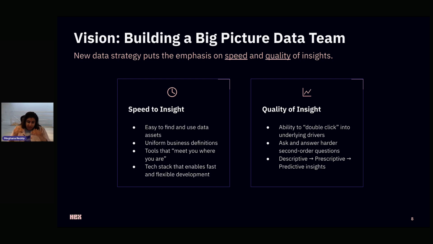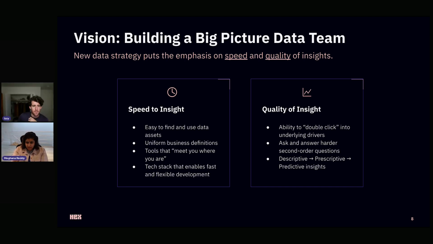And lastly, for speed to insight, all of this is only possible if you have the right tech stack, which actually enables fast and flexible development. So for you as an analyst, speed to insight also has to do with your ability to quickly develop. And we'll get a bit more into what that tech stack looks like at StubHub in a bit.